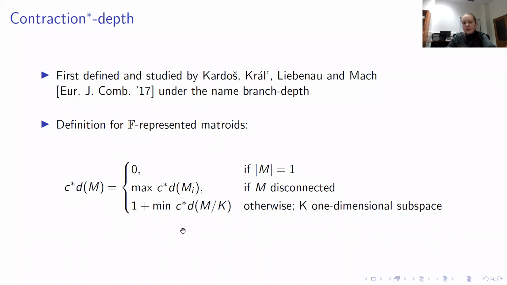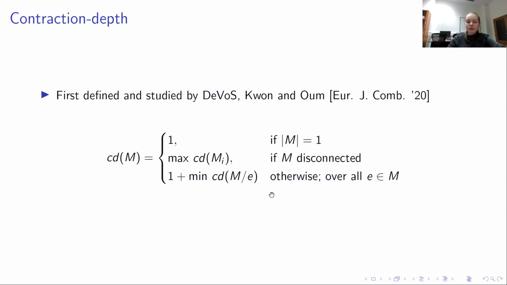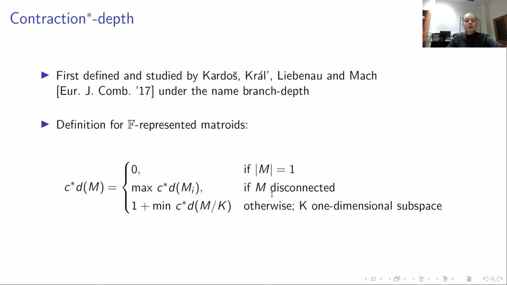This definition also nicely illustrates why we chose the name contraction star depth. It's a recursive definition. If my matroid has a single element, then the contraction star depth of the matroid is 0. If it is disconnected, I take the maximum contraction star depth across the components. In the third case, it is 1 plus the minimum contraction star depth of a matroid that we obtain by factoring along an arbitrary one-dimensional subspace. In this definition we allow contraction by an arbitrary one-dimensional subspace, not like in contraction depth, where it was just the subspace generated by an element of E. So contraction star depth is more general, and it will always be less than or equal to the contraction depth of the matroid.